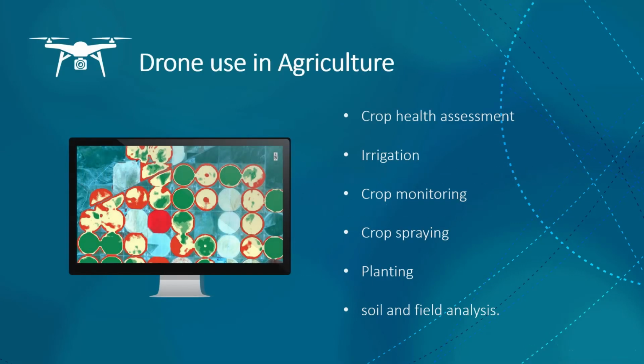Ground-based and aerial-based drones are used widely in agriculture, as many of you will already know. They can be used to enhance various agricultural practices like crop health, irrigation, crop monitoring and spraying, planting, and soil and field analysis. Improving and understanding these processes really does depend on the sensor on board the drone. That is, the quality of spectral and spatial resolution of the camera.